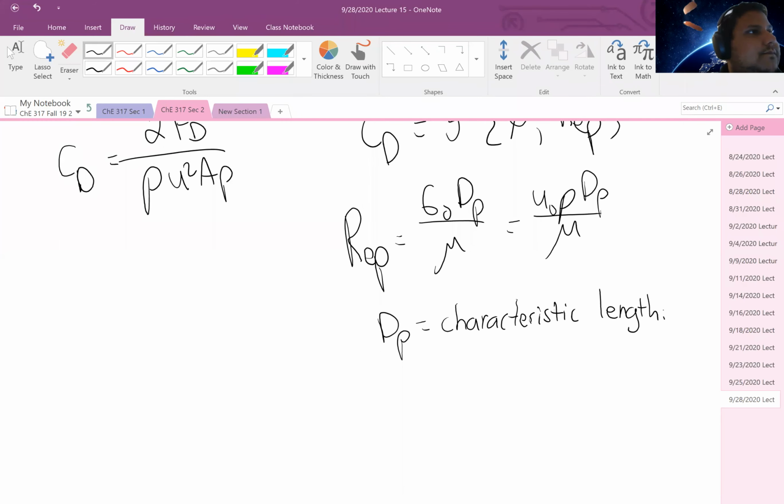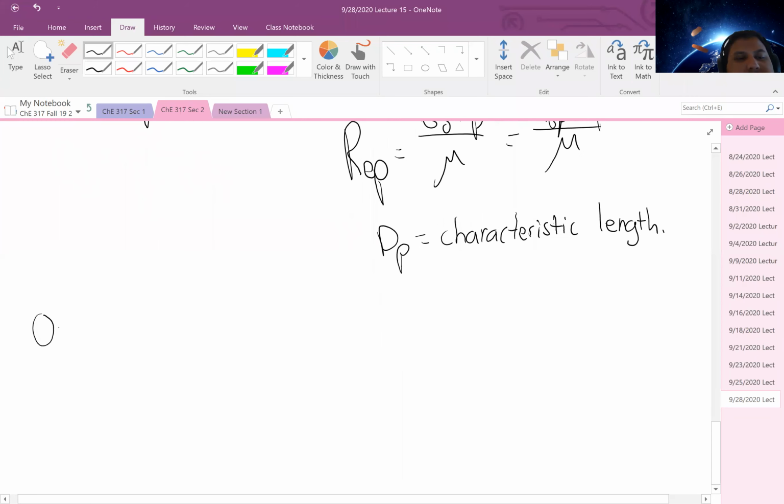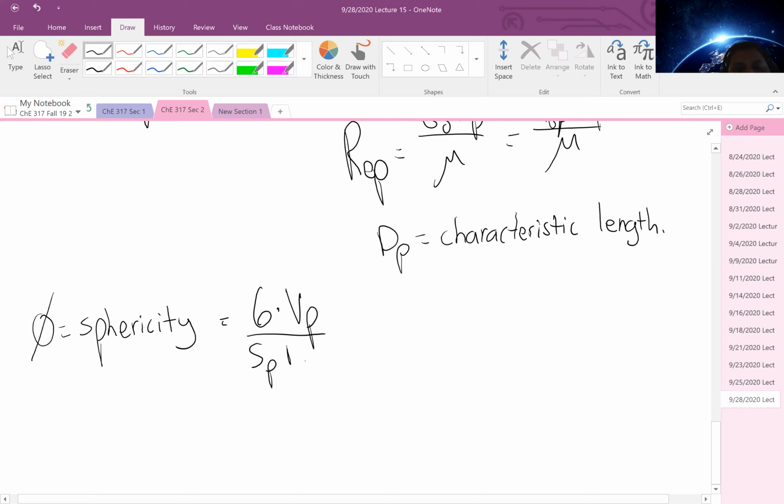And our phi value is our sphericity, which gives you an idea of how sphere-like our obstruction particles are in our system. And we can calculate sphericity as 6 times the volume of the particle over the surface area of the particle times its diameter or characteristic length.